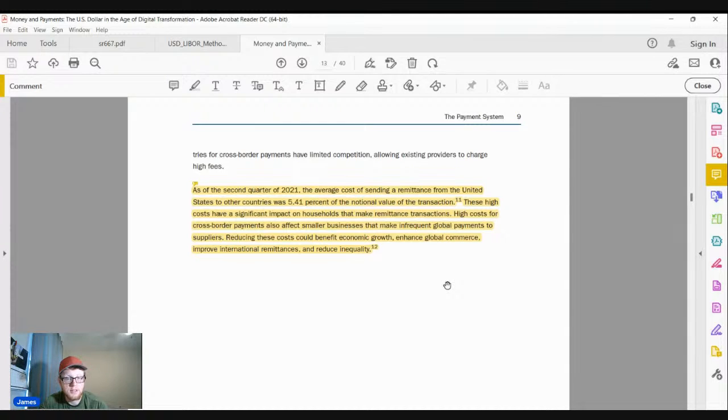These high costs have a significant impact on households that make remittance transactions. High costs for cross border payments also affect smaller businesses that make infrequent global payments to suppliers. Reducing these costs could benefit economic growth, enhance global commerce, improve international remittances and reduce inequality. And so, for those of you who don't know, a remittance is basically like sending money via mail for payment of goods or services, or as a gift.